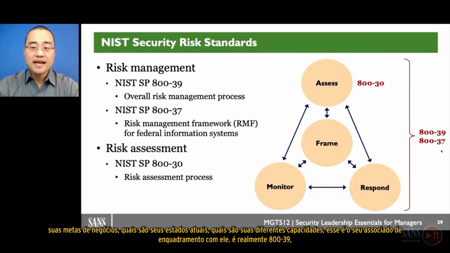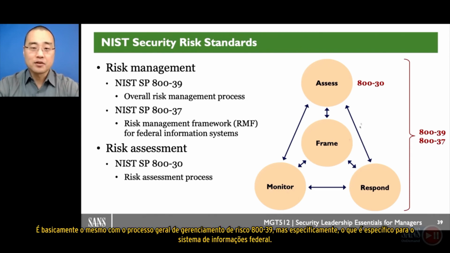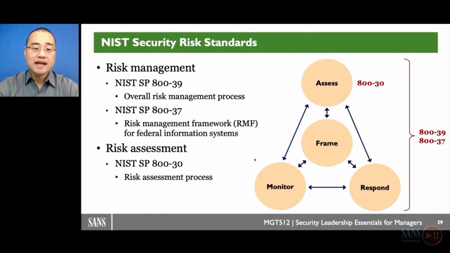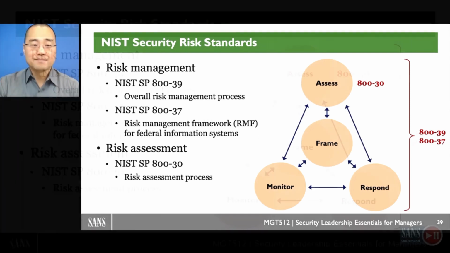And it's really 839 that defines this overall risk management process, and then 837 that, if you happen to be in an environment where you've got federal information systems, defines the RMF, the risk management framework. That is basically the same as the overall risk management process in 839, but with specifics for federal information systems. Now, 830 is a document that only talks about the assessment process up here at the top. So this is kind of how they all fit together.